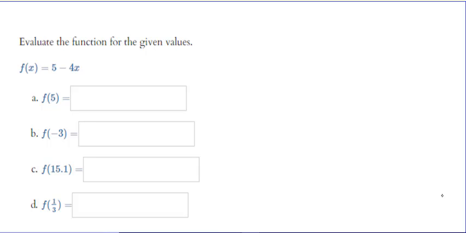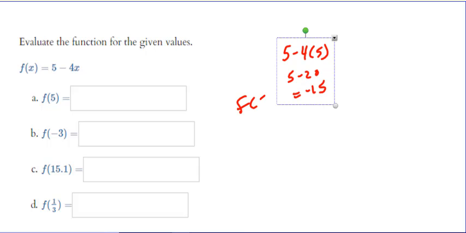Section 1.2, part 3. Another way to evaluate function notation is to do it in an equation. Normally you would just say f of 5 would be 5 minus 4 times 5, which is 5 minus 20, which is negative 15. That would be what f of 5 would be. But you can do that by hand, and I want to show you how to do it on the calculator and use a table and some other things, okay?